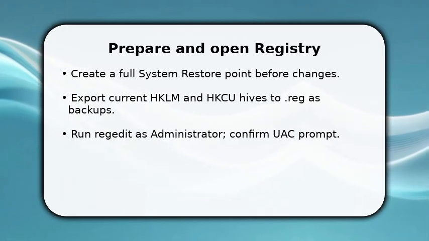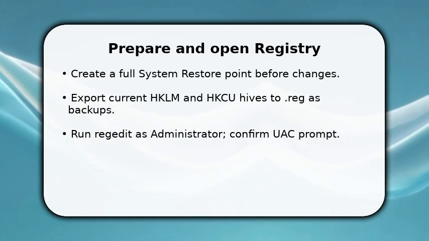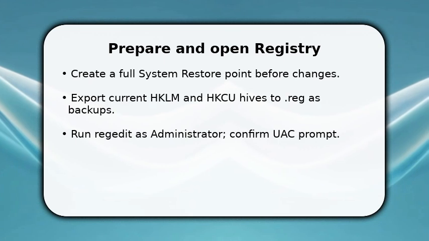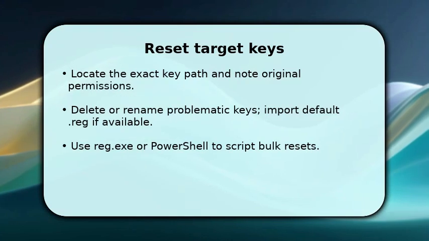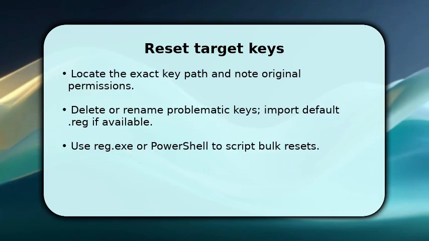Now navigate directly to the target key path. Do not browse aimlessly. This is the first actionable step to reset specific registry values safely. You will now perform the core reset. Locate the exact key path and check permissions because incorrect ACLs block changes.